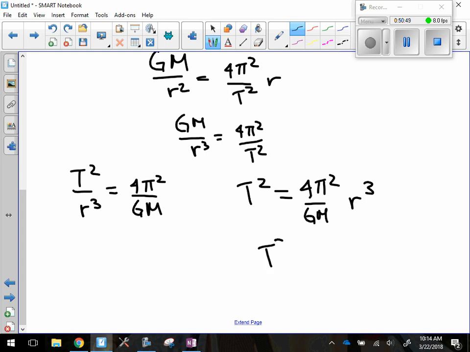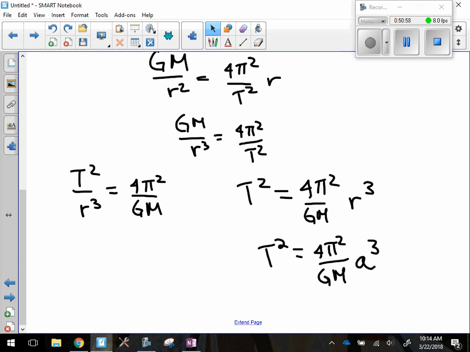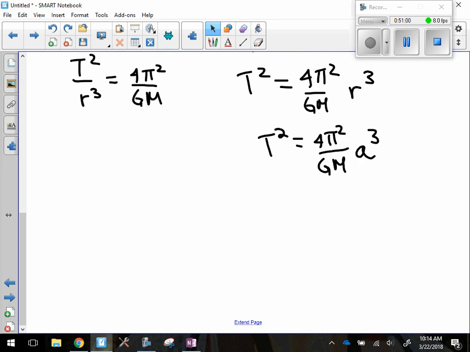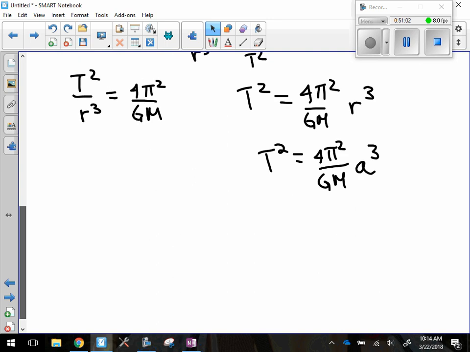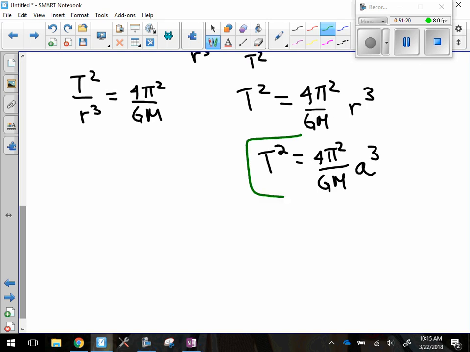But I'm going to wave my hands a little bit. I forgot my wand. And make that a cubed for the semi-major axis. And I can wave my hands a little bit because what I can really do is take each point separately and make it work. Or I can make it work at the point at A, actually. I should let R be equal to A. So that's it. This is Kepler's third law.